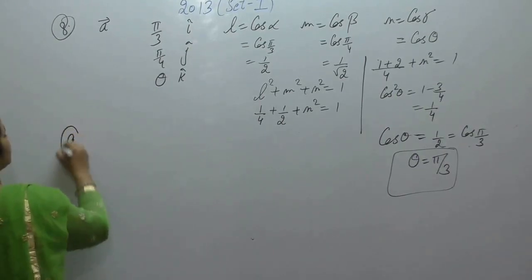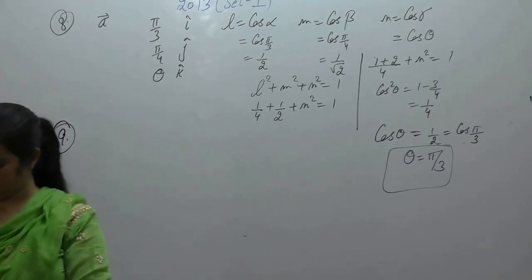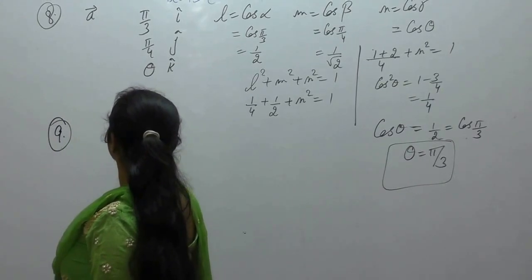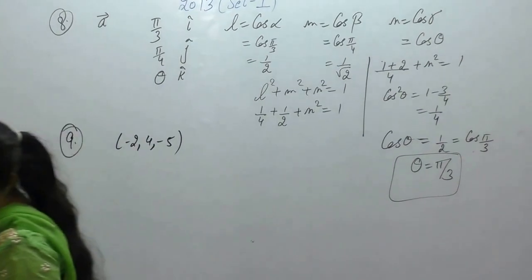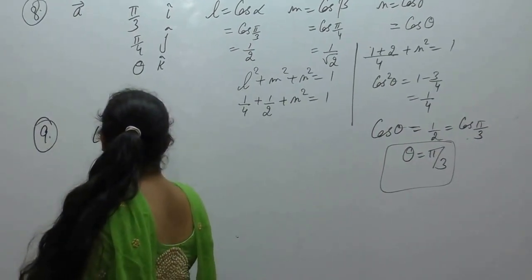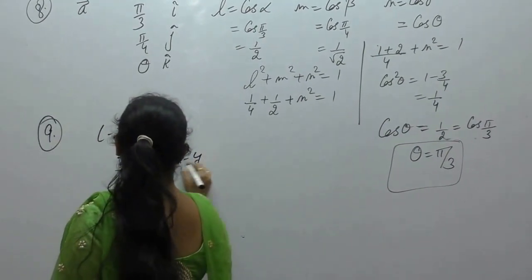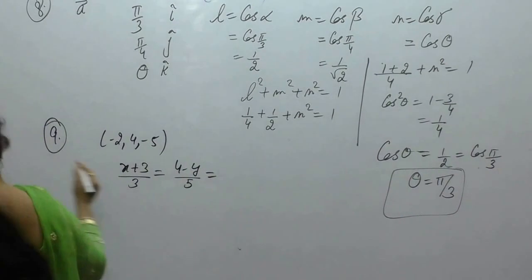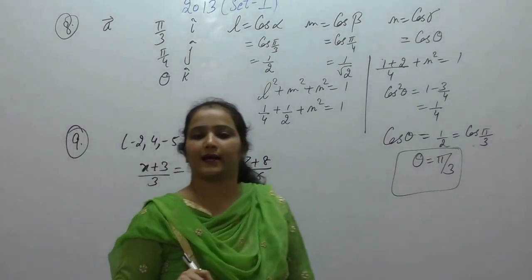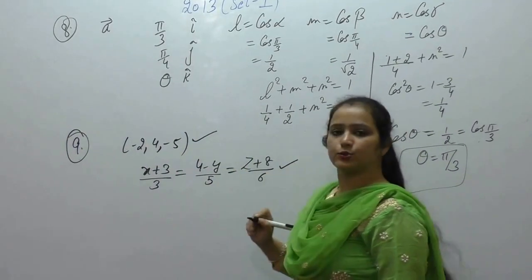Now the next one is: find the Cartesian equation of the line which passes through the point (-2, 4, -5) and is parallel to the line (x+3)/3 = (4-y)/5 = (z+8)/6. Now we want to find the Cartesian equation of the line which passes through this point and is parallel to this line.